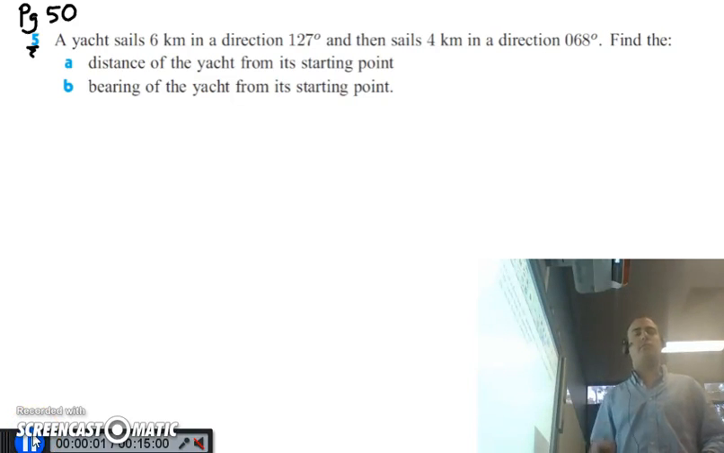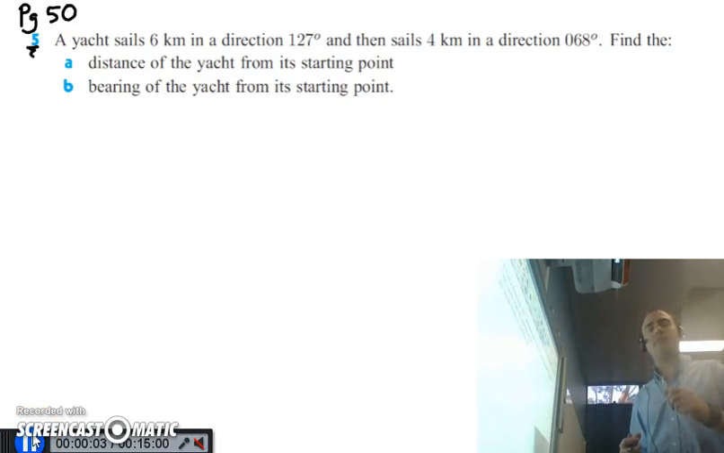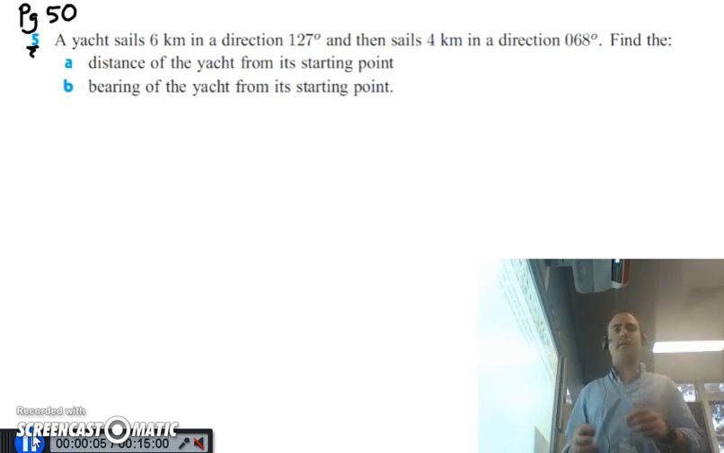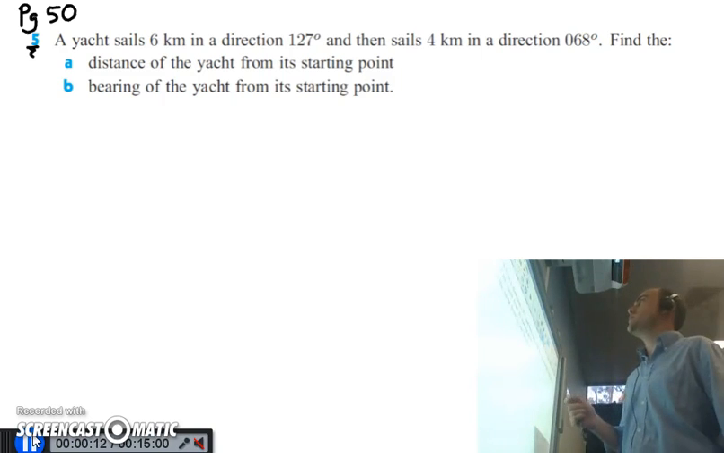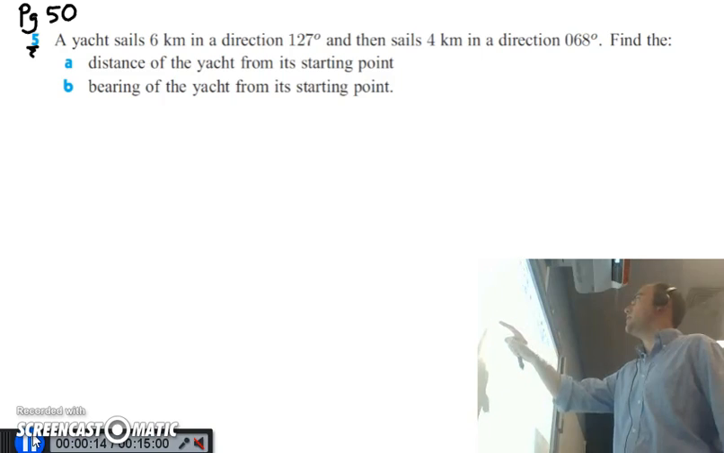Hi there, we're going to have a look through a textbook question, and it's from page 50, question 5. As I read through, I'm going to draw the diagram to help construct the question. Our yacht sails 6 kilometers in a direction, so if we start here, sails 6 kilometers at 127 degrees.